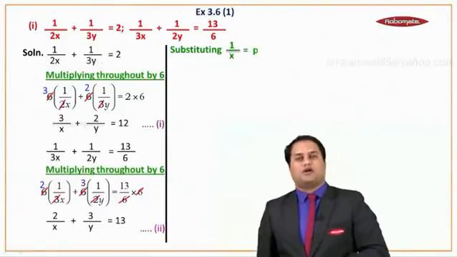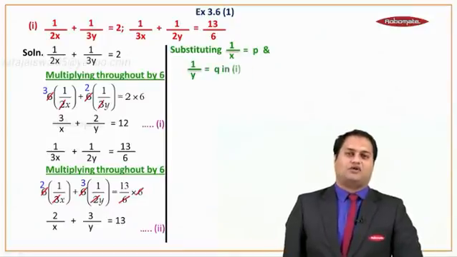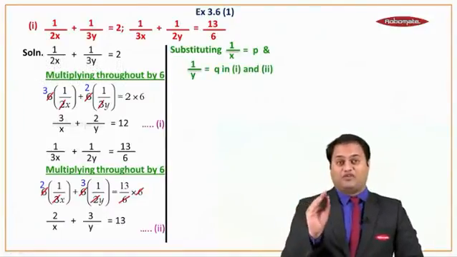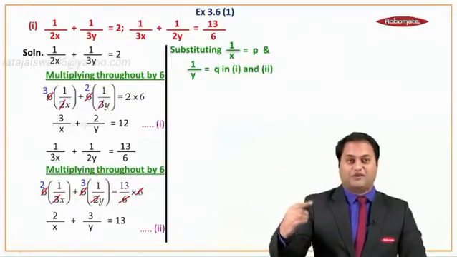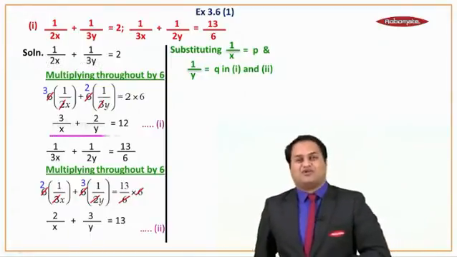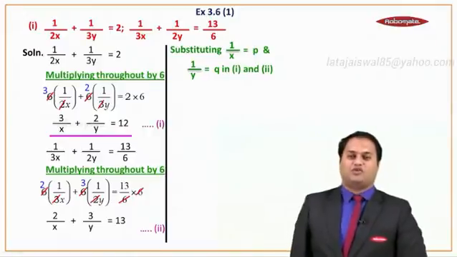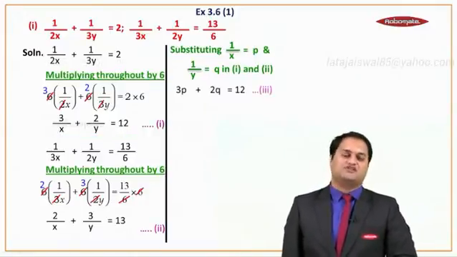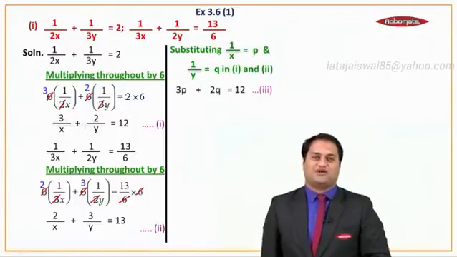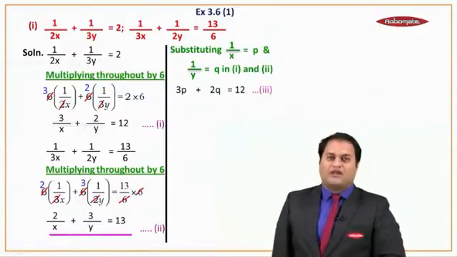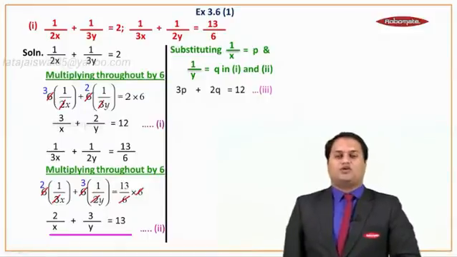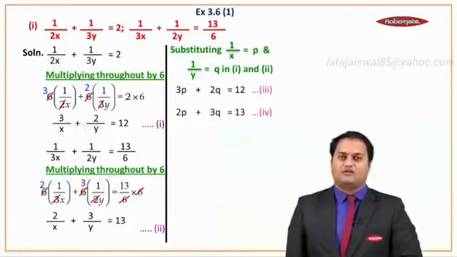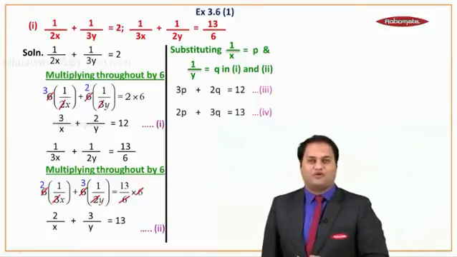So we should substitute 1 upon x as p and 1 upon y as q in the first and the second equation. Here you will have to specify 1 and 2 because we have numbered them specifically, right? Let's substitute in the first equation. What do we get? 3 upon x will become 3p, 2 upon y will become 2q is equal to 12. Let this be equation number 3. Let's substitute in the second equation. What do we get? 2p plus 3q is equal to 13. Let this be equation number 4.